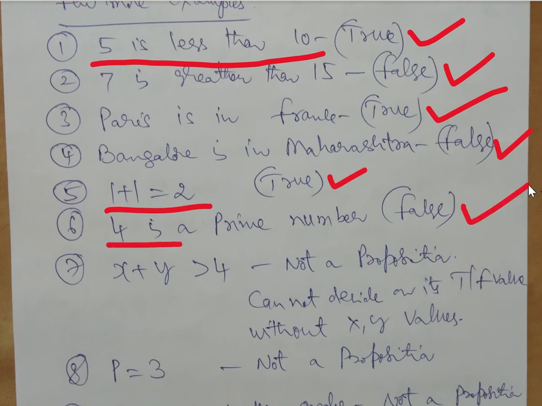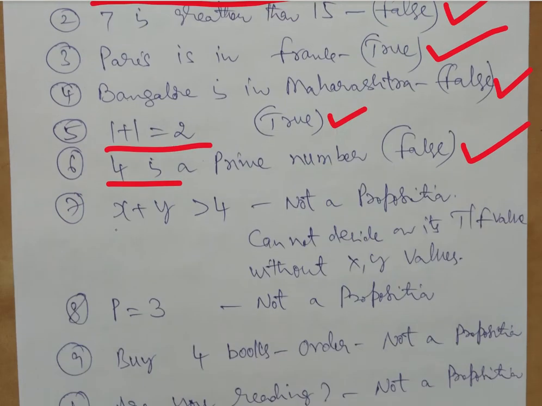So, we say it is false. So, it is a valid statement. Now, x plus y is greater than 4. Up to 6, no issue. But x plus y is greater than 4.